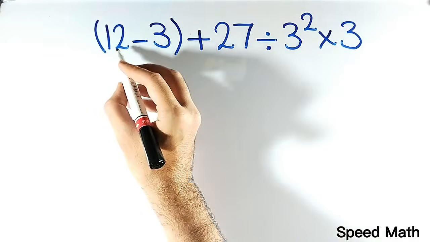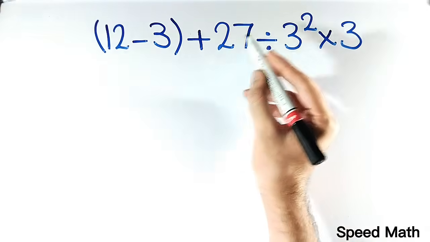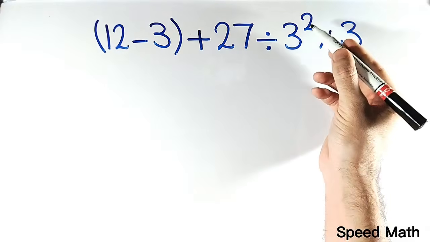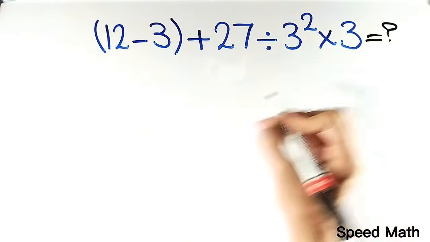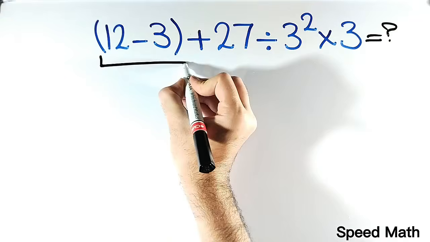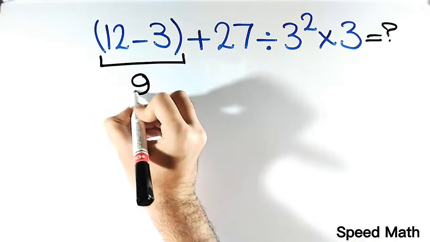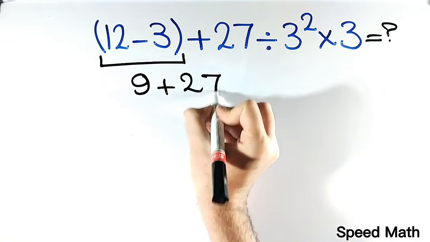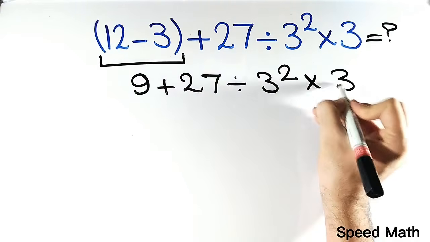If we have the expression 12 minus 3 inside the parentheses plus 27 divided by 3 squared multiplied by 3, then what is the correct answer of this question? Many people, when solving this question, go straight to the expression inside the parentheses, and instead of this expression, they write 9 plus 27 divided by 3 squared multiplied by 3.